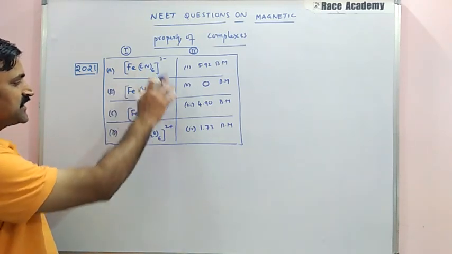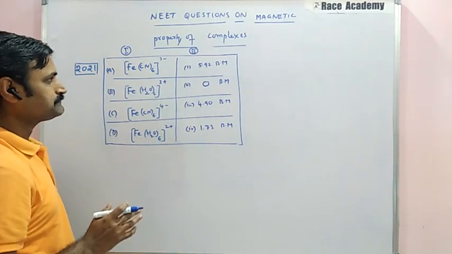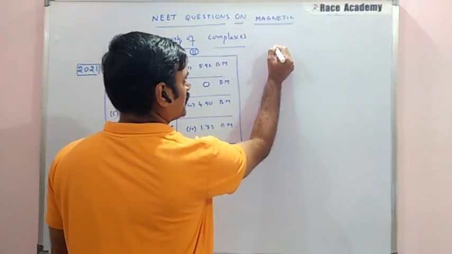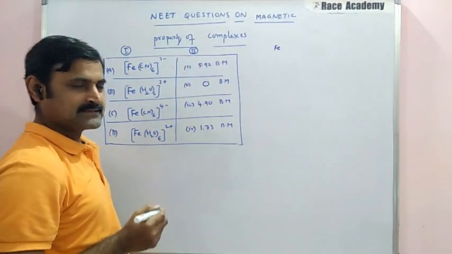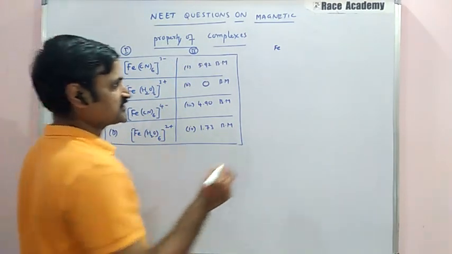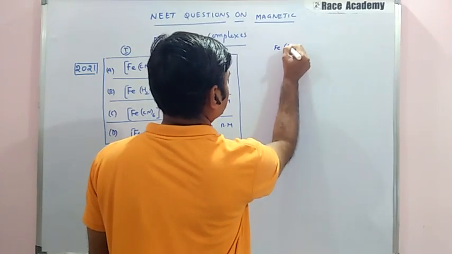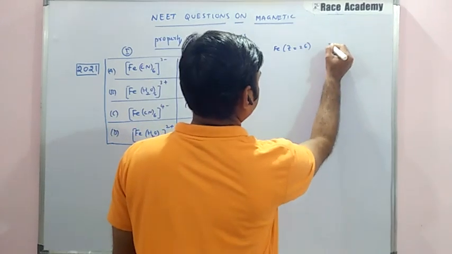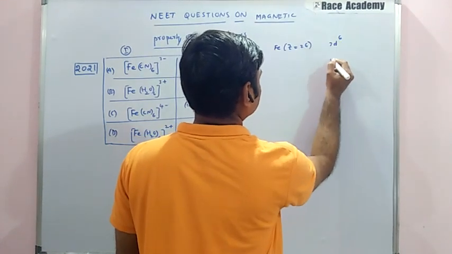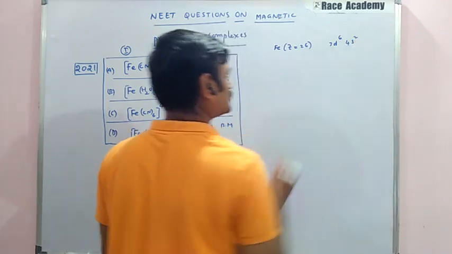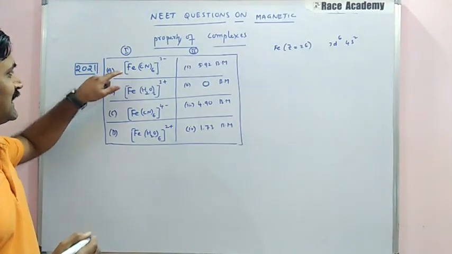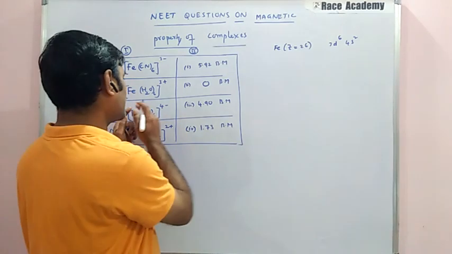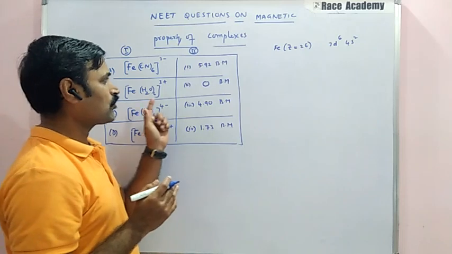First of all, we have to notice that all these complexes belong to iron. That means you need to practice iron's outer electronic configuration. Iron's Z value is 26. Its outer electronic configuration is 3d6 4s2. Do remember that when Fe is associated with neutral ligands, its oxidation state is equal to the charge given on the coordination entity.